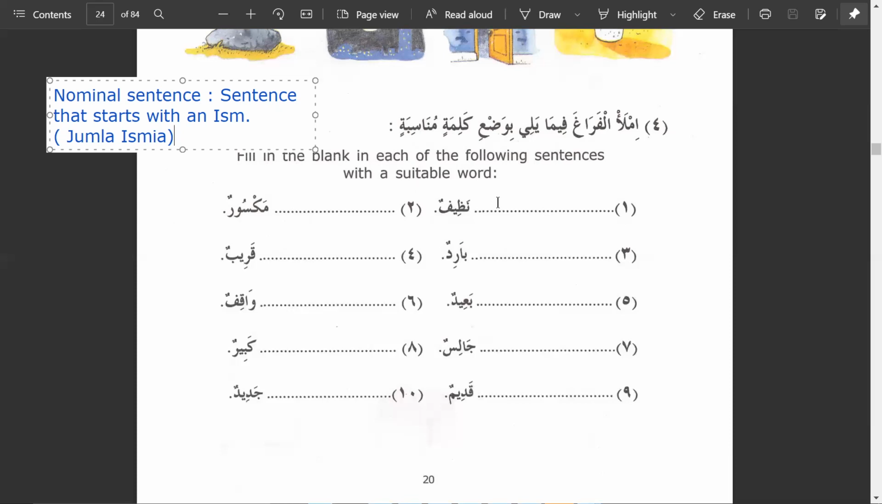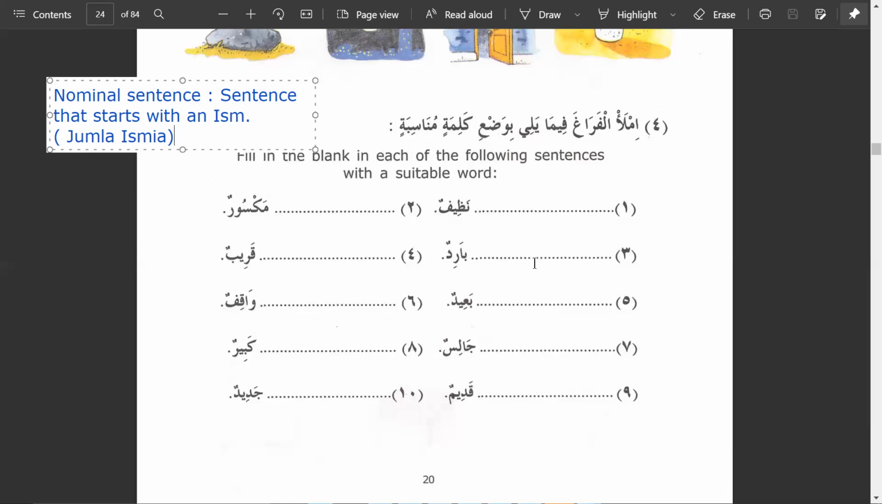Al-mindilu or al-qamisu. Okay. And maksurun, what could be maksurun? A chair. Yes, excellent. Chair. Even in Urdu, you know the same word, chair. Kursiyan. Yeah, al-kursiyu maksurun.